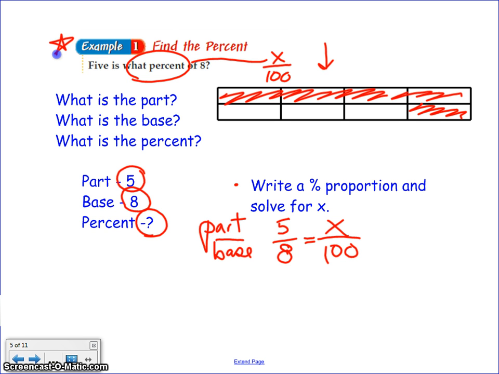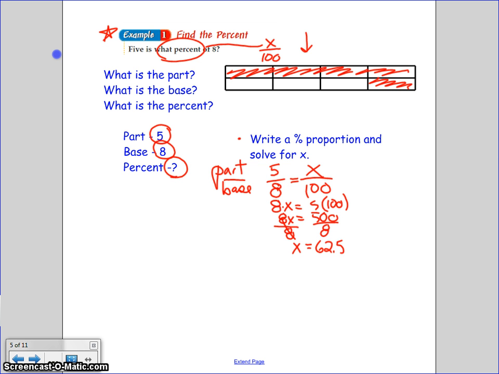Okay, now we just solve our proportion. 8 times x equals 5 times 100. So 8x equals 500. Divide both sides by 8. And we find out that x equals 62.5. That means x right here is 62.5. 62.5 over 100, or 62.5%. So now we did our first one.